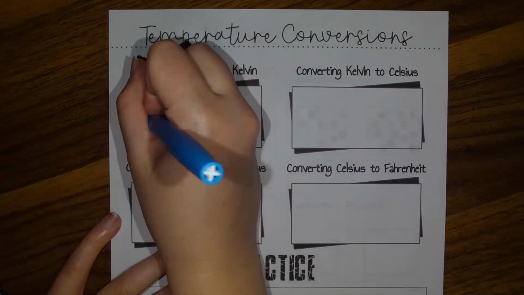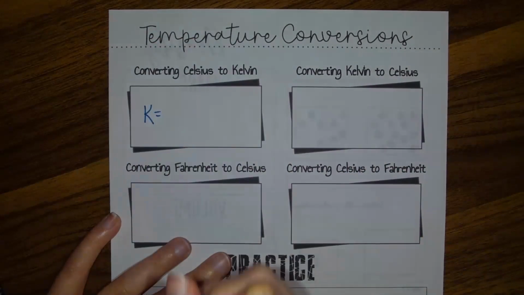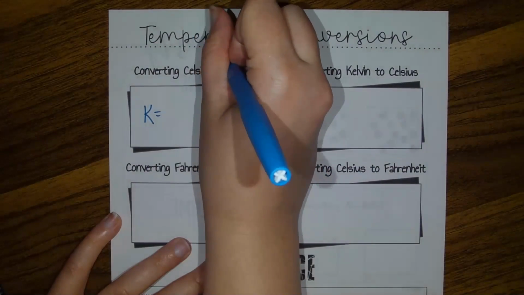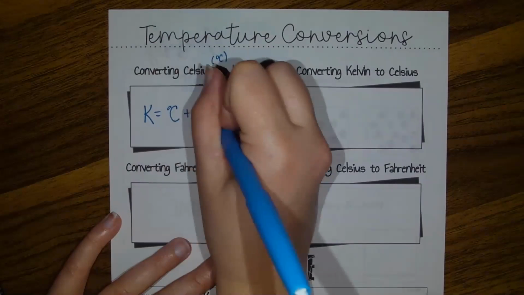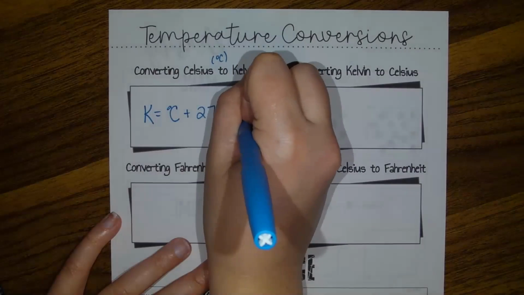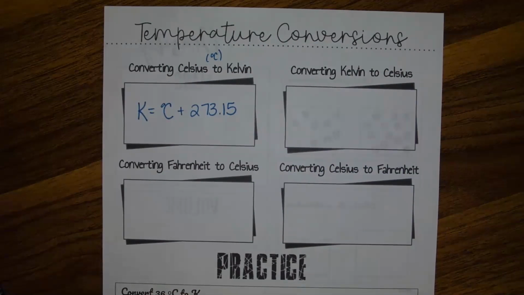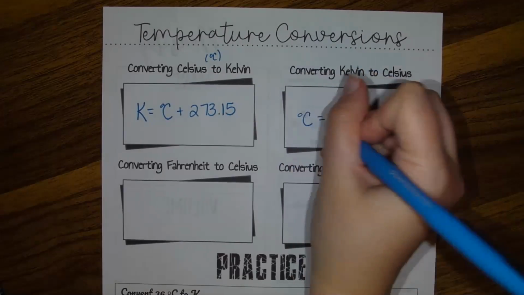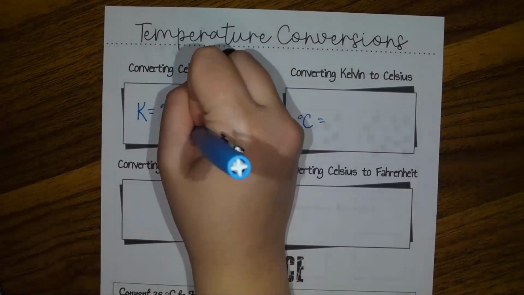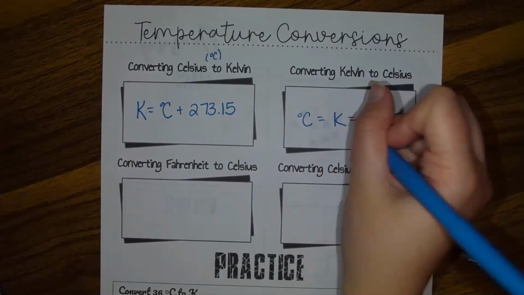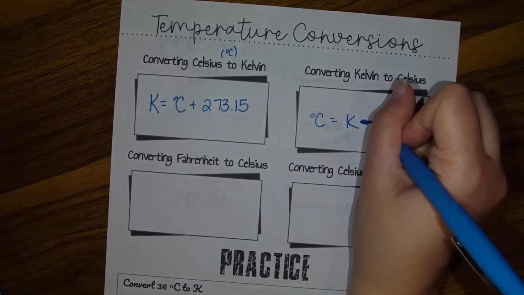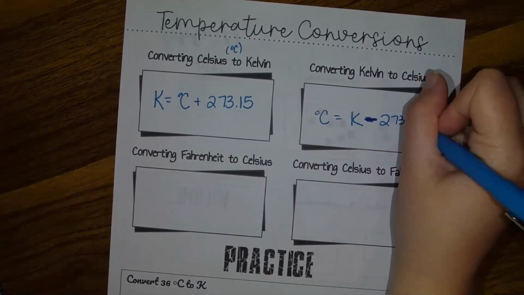So the first one we're going to do is Kelvin, and we're going to say Kelvin is K. Remember, Celsius is going to be degrees C. So we're going to say K is equal to degrees C plus 273.15. And if that's the case, if we want to do a little algebra, we're just going to subtract 273.15 from both sides. So Celsius is going to equal Kelvin minus 273.15.